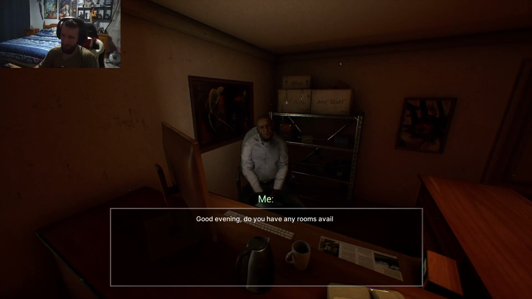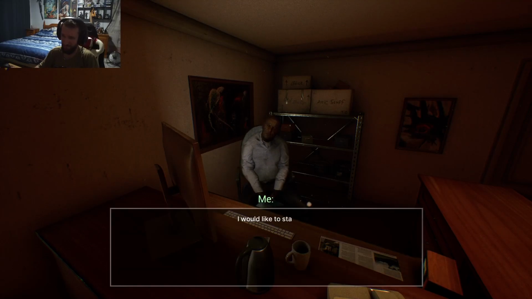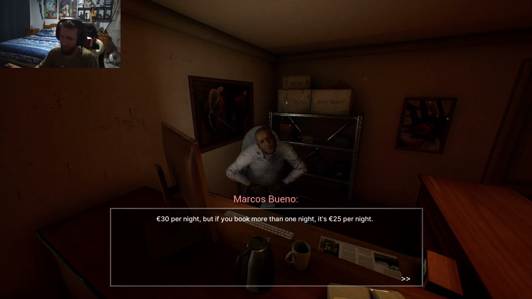Good evening. Do you have any rooms available? Good evening, sir. Yes, we have a few rooms available. I would like to stay here for the night. How much would it cost? £30 per night. But if you book more than one night, it's 25 per night.